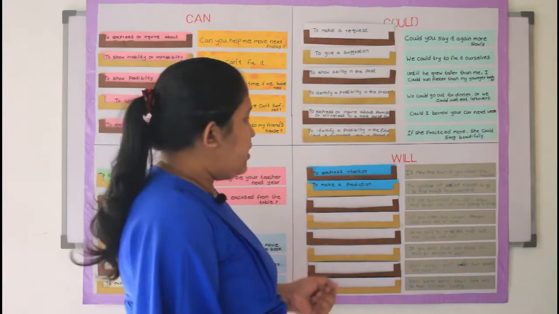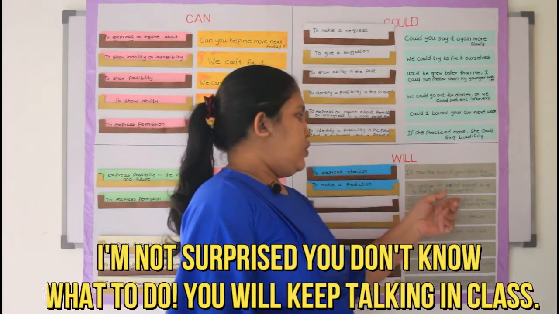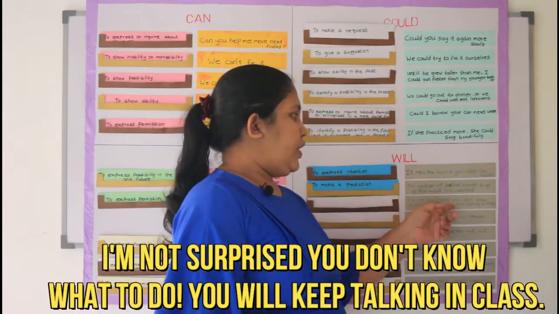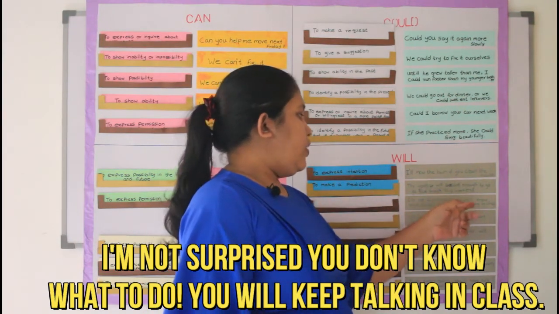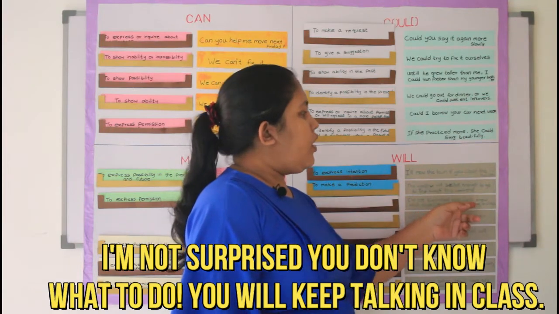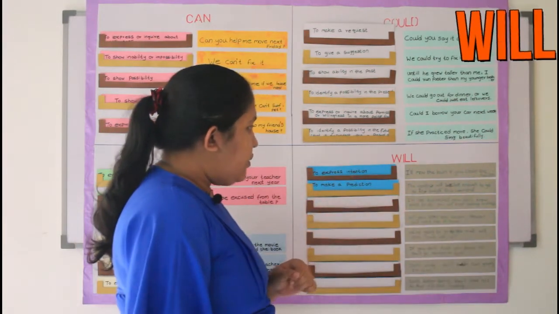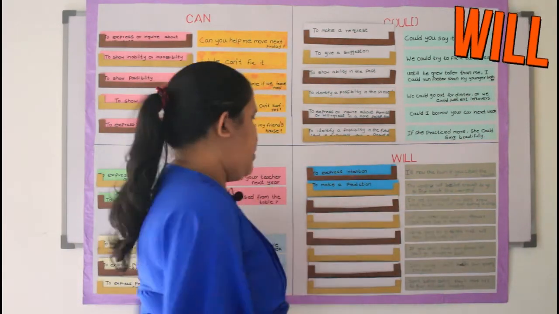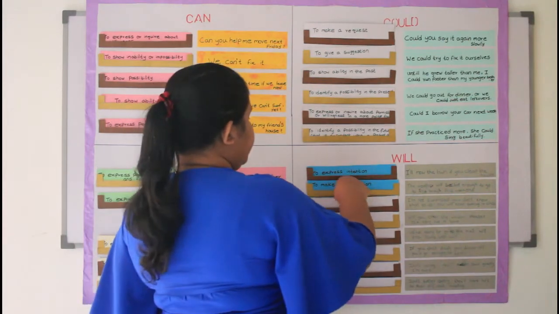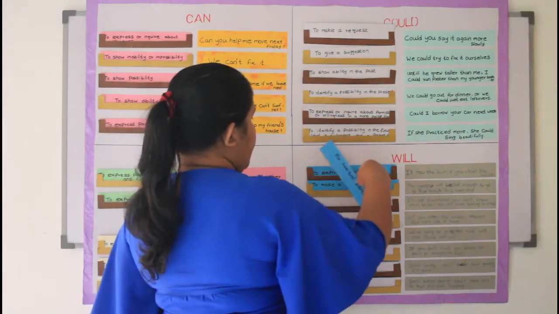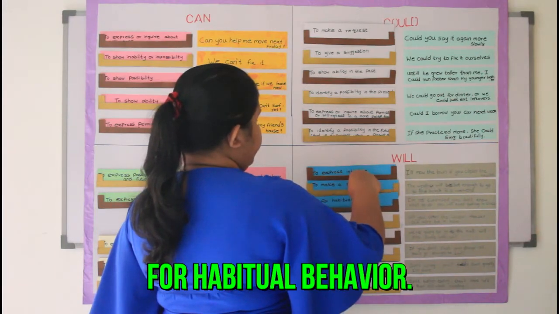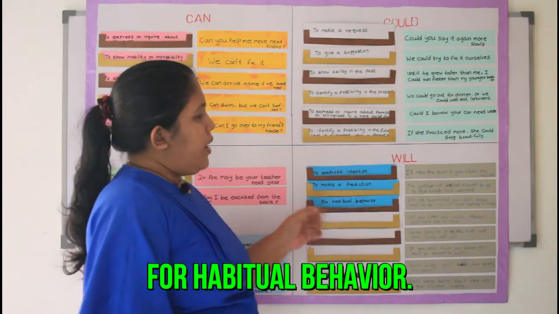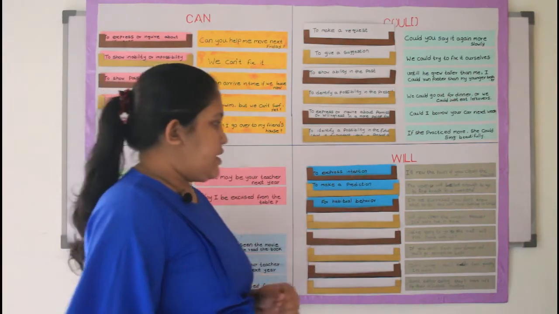Next example. I am not surprised you don't know what to do. You will keep talking in class. Here, the modal verb will is used, let's see, for habitual behavior.